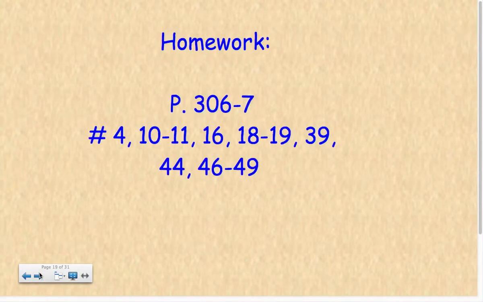Summary. The homework for this lesson is pages 306 through 307, numbers 4, 10 through 11, 16, 18 through 19, 39, 44, and 46 through 49.